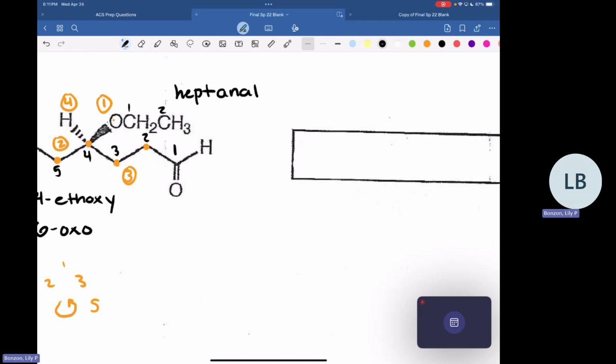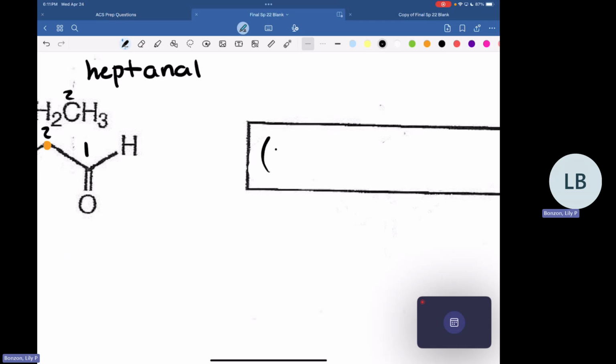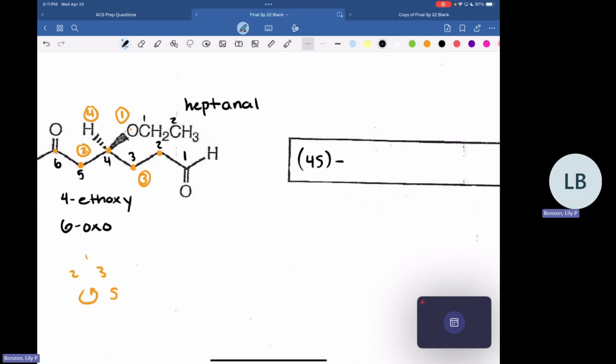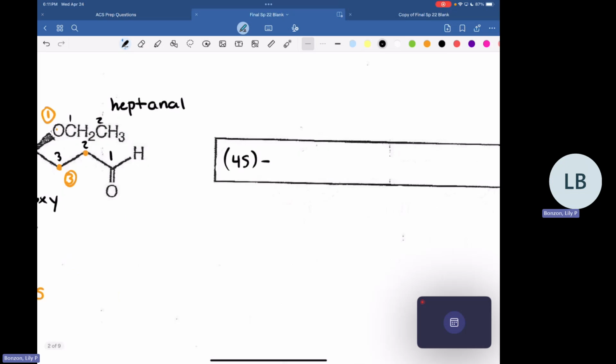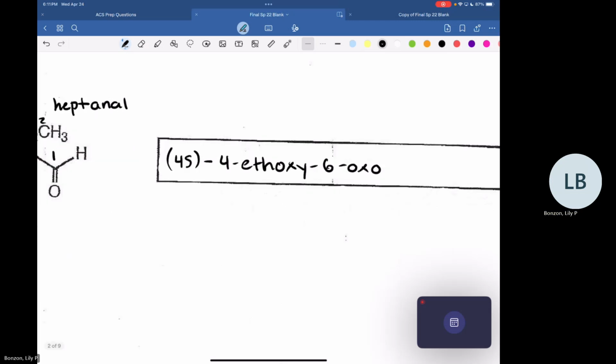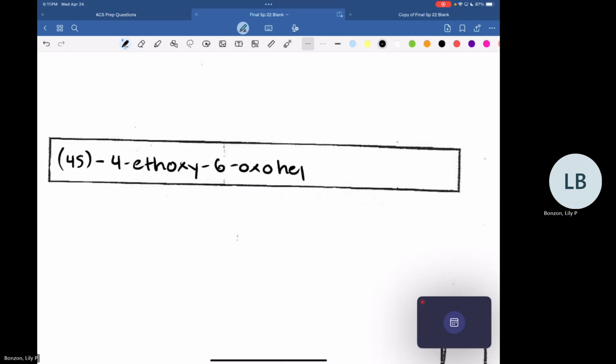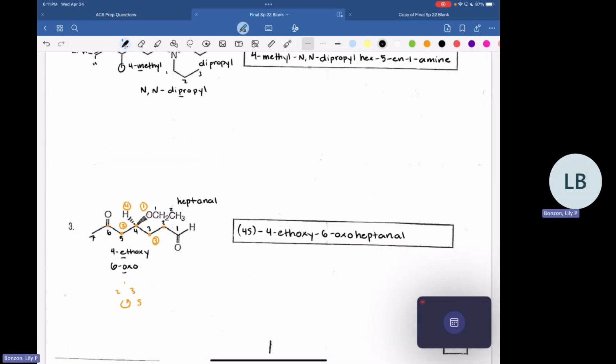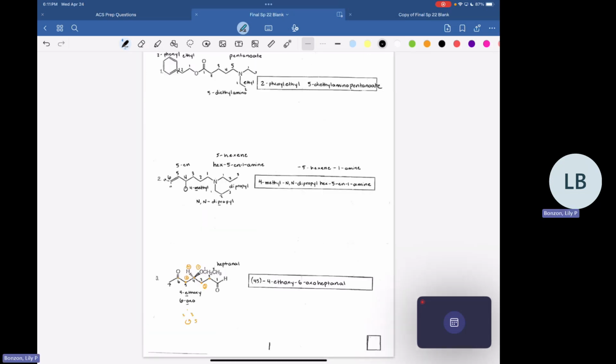Or if you'd like, you can put where it's at, which would be at carbon 4. So we've got 4S, and then E comes before O. So we've got 4-ethoxy-6-oxo-heptanal. All right, any questions on that one? Cool. Any questions on any of the other nomenclature before we move on?